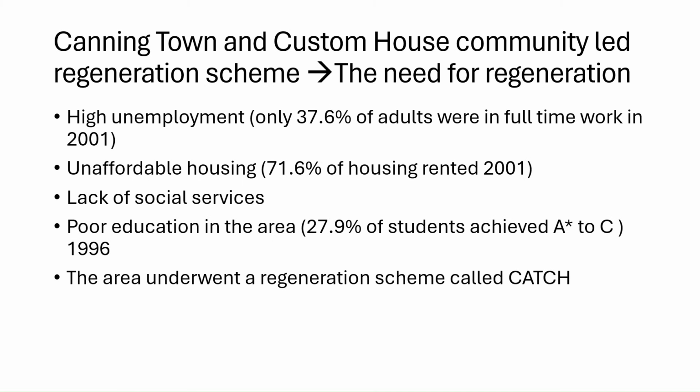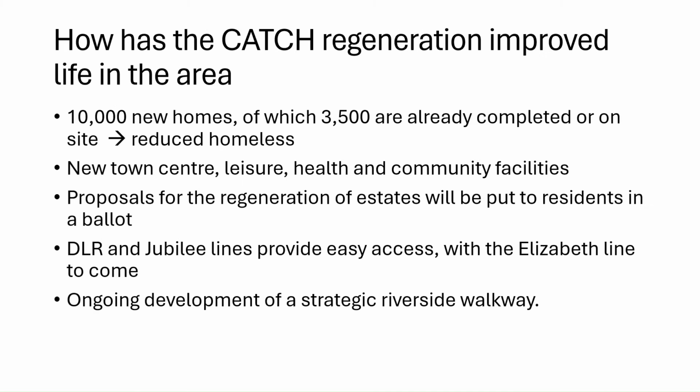And as a result, here are the outcomes of it. The regeneration has actually improved the area. It's planned to build 10,000 new homes with 3,500 already completed, and this will reduce homelessness. There are new town centre, leisure, health, and community facilities, and there are proposals for the regeneration of estates, and residents will be put in a ballot. So again, notice how there's always a focus on community here and reducing homelessness.